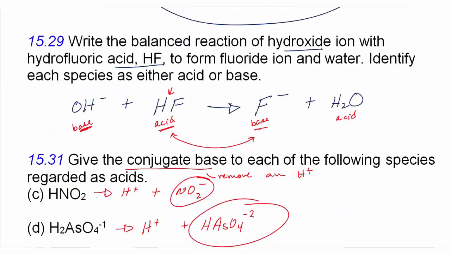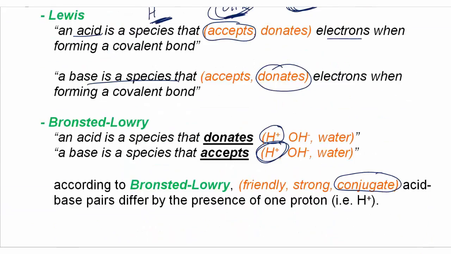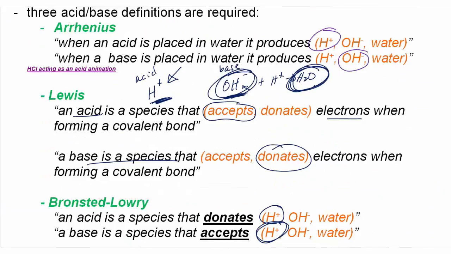So to handle the homework, I would just have a good, solid understanding of the 3 different theories, right? Where you have Arrhenius, Lewis, and Bronsted-Lowry theories of acids and bases.